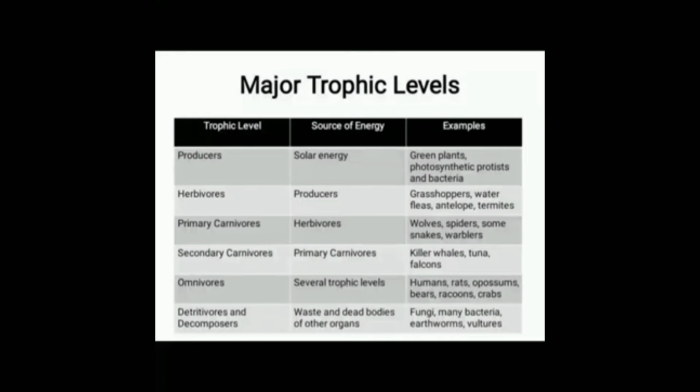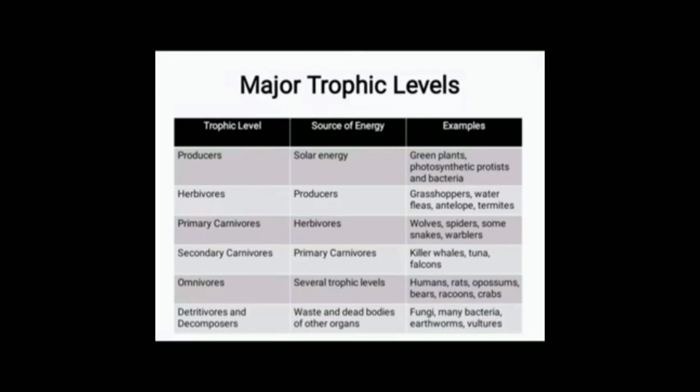Major trophic levels. Producers: solar energy, green plants, photosynthetic protists, and bacteria. Herbivores eat producers: grasshoppers, water fleas, antelope, and termites. Primary carnivores eat herbivores: wolves, spiders, some snakes, and warblers. Secondary carnivores eat primary carnivores: killer whales, tuna, and falcons.